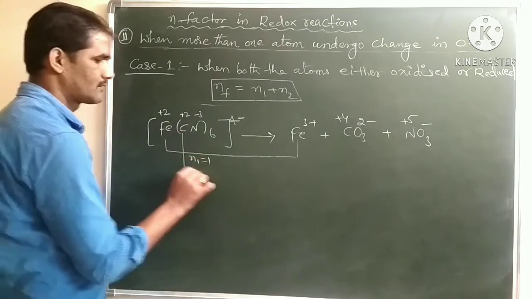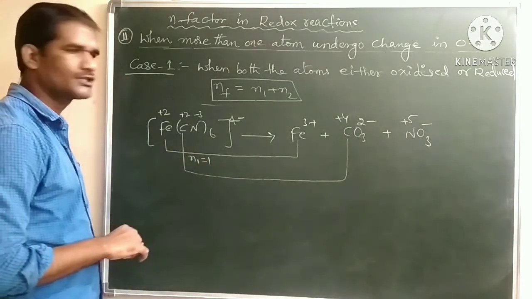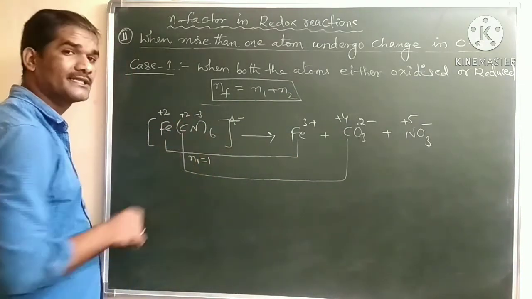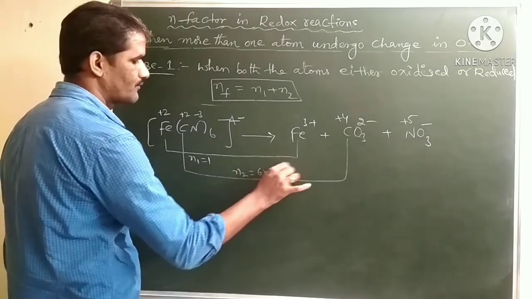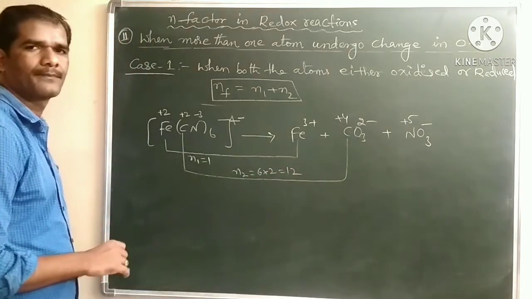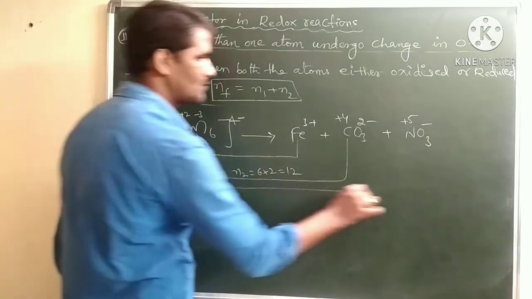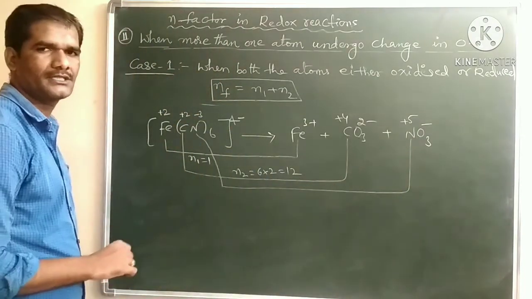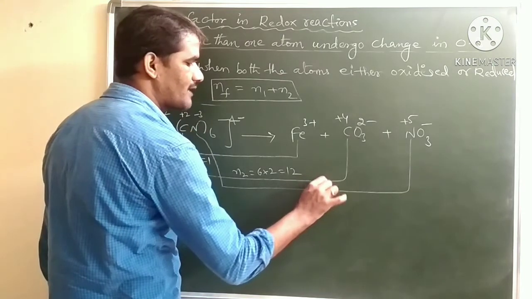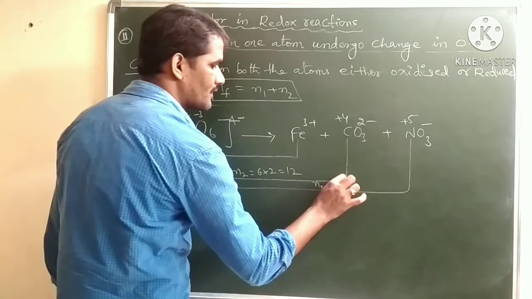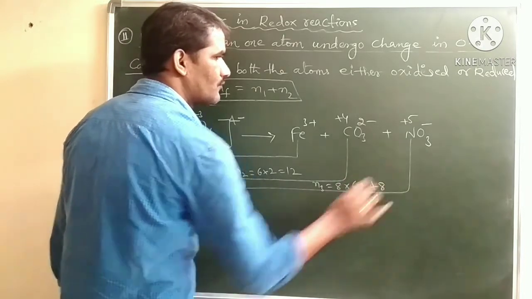Similarly carbon plus 2 to plus 6, change is 2, but how many carbons are there here? 6 carbons are there. So N2 is equal to 6 into 2, 12. Next nitrogen, it is changing from minus 3 to plus 5. What is the change? 8. But again how many nitrogens? 6 nitrogens are there. So N3 is equal to 8 into 6. That will give 48.